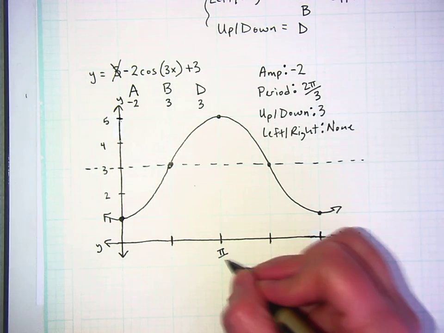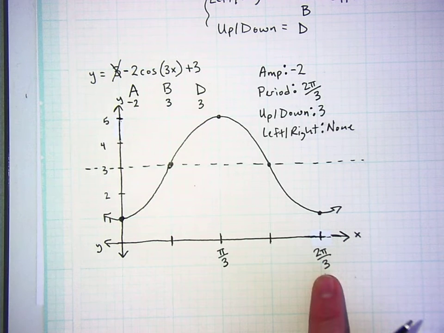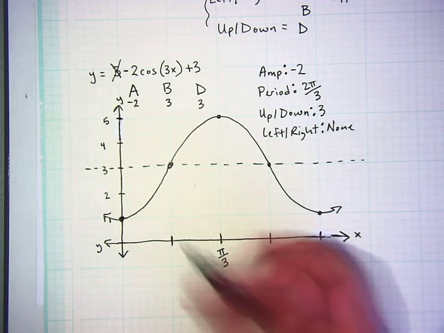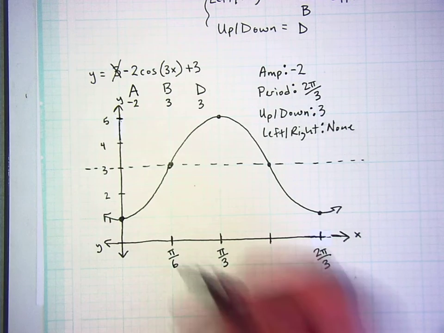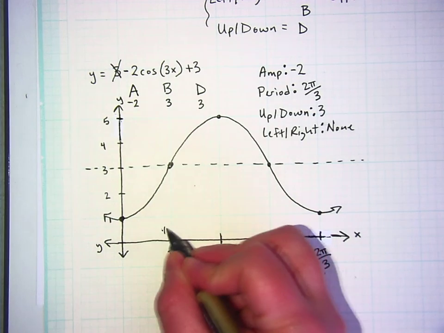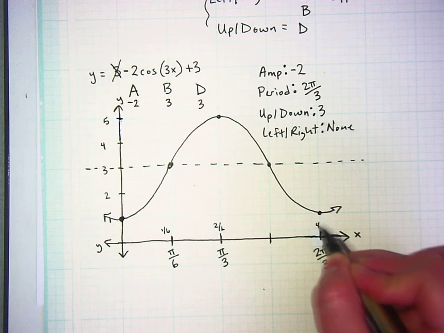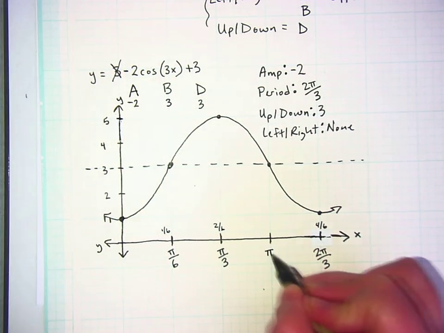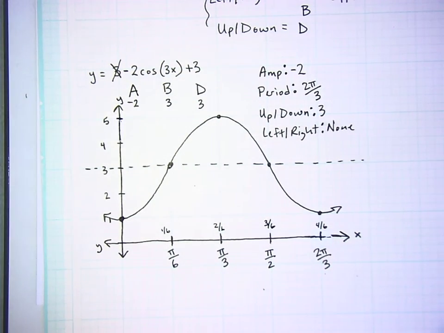Wait, no, I need a 4. You multiplied by accident. So this is 2/3, that's 1/3. What's half of 1/3? 1/6. All right, so this is like 1/6 here. This is 2/6. This is 4/6 over here. What are we missing? Pi over 2, which is the same thing as 3/6. And that's it.